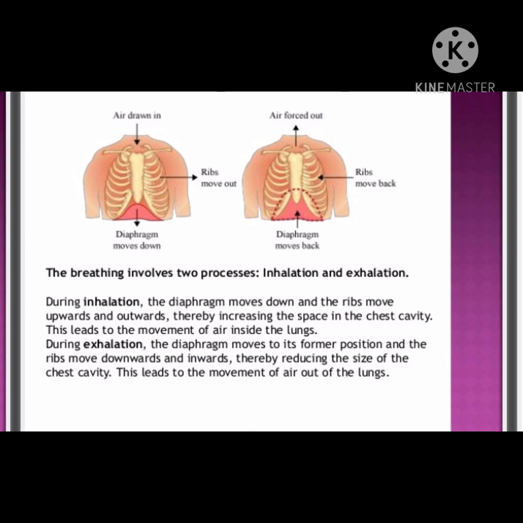So during exhalation the ribs move down and inwards and the diaphragm moves up to its former position, and this reduces the size of the chest cavity and the air is pushed out. So these are the changes that occur in our body during inhalation and exhalation.